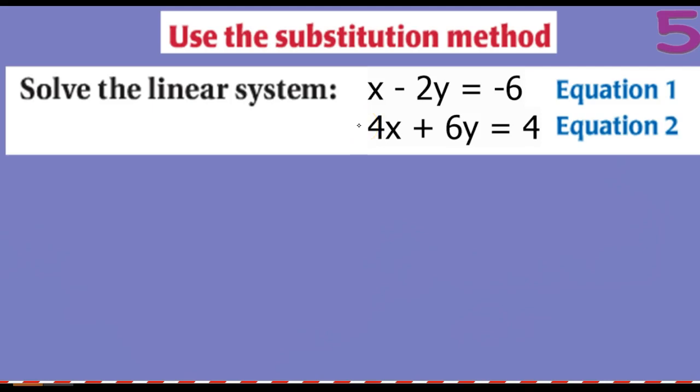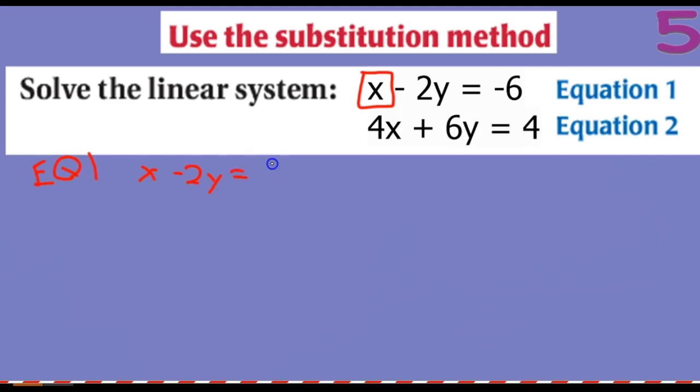Now, this problem doesn't have a variable by itself. The closest that's by itself is this x. This x doesn't have anything in front of it. So what we need to do is solve for a variable. Now the easiest is going to be to solve for this x because there's nothing in front of it. We don't have to divide by anything. So I'm going to write this one as equation 1. And I'm going to try to get x by itself.